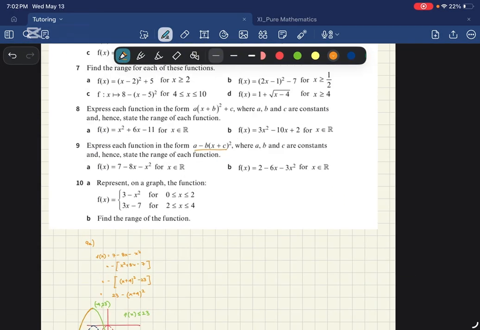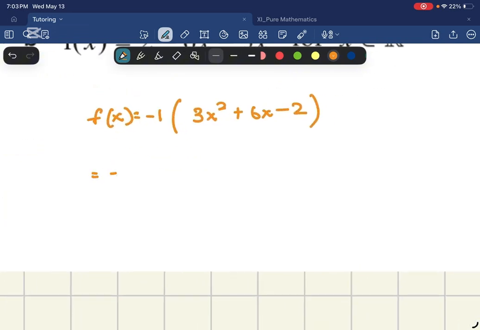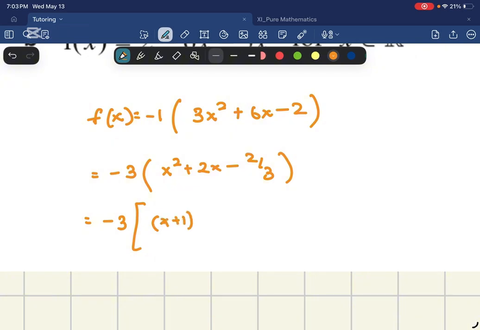All right. And for part B, it's the same idea. You factor out a negative 1 first, and I get 3x squared plus 6x minus 2. And then you just complete the square. So I factor out a 3 as well. So I get x squared plus 2x minus 2 over 3. Now I can complete the square. I have x plus 1 squared, I have x squared plus 2x plus 1. And then I need to subtract 5 over 3, right? Because 1 is 3 over 3. And if I take away 5 over 3, then that gives me negative 2 over 3.